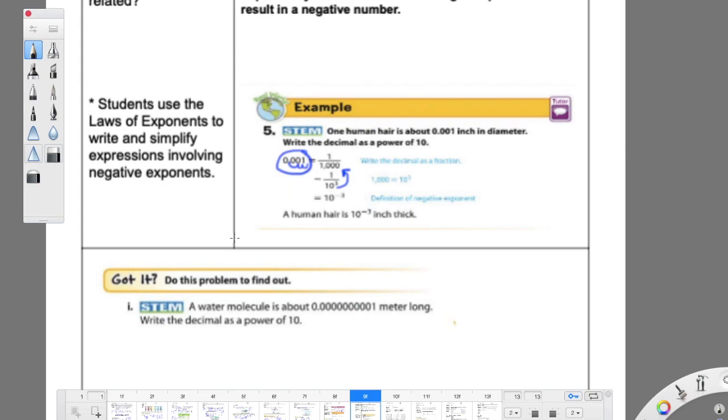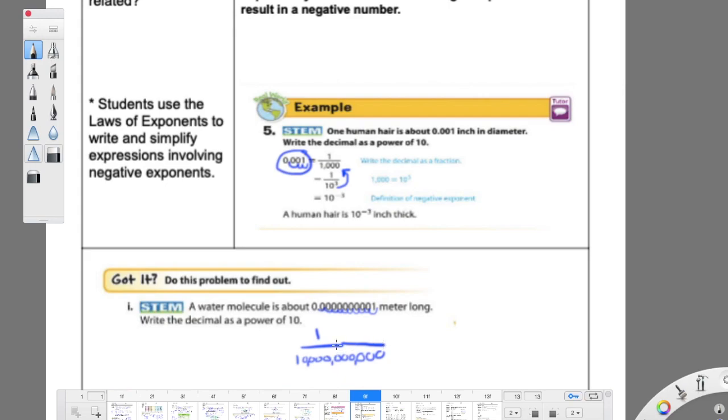All right, a water molecule is about 0.000000001 meters long. Sorry, I did not say the number quite correctly there because I just didn't count it and see how many spaces it was over. Write the decimal as a power of 10. So how many times do we have to move this over? We have to go 1, 2, 3, 4, 5, 6, 7, 8, 9, 10 times. So I have 1 over 1, 2, 3, 4, 5, 6, 7, 8, 9, 10. So that's a very large number there.